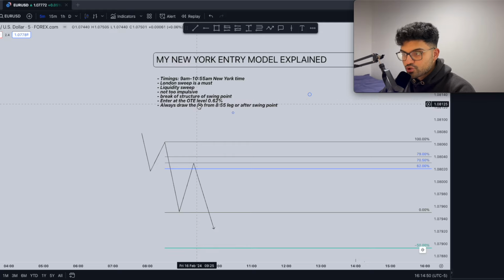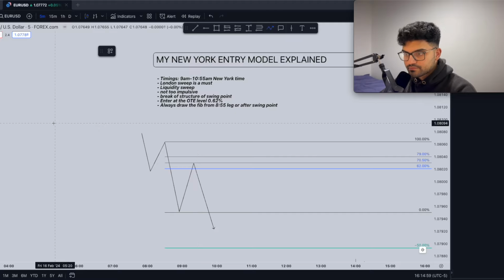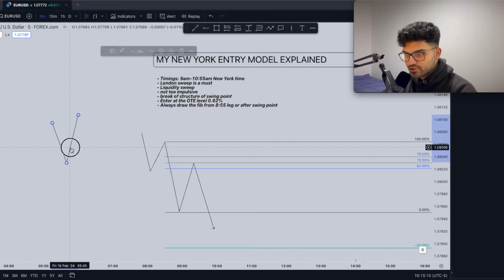Then a break of structure off a swing point. Pretty much the same as a London session entry model, we want a swing point to be broken. We want that break of structure. And once again, a swing low in this case would be a low with a higher low to the left and a higher low to the right. So we need this sort of triangle pyramid shape. And the same thing applies with a swing high.